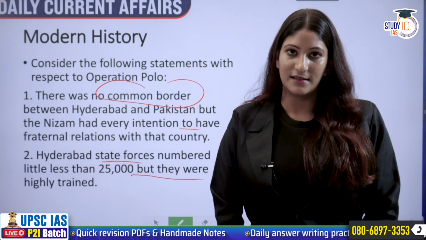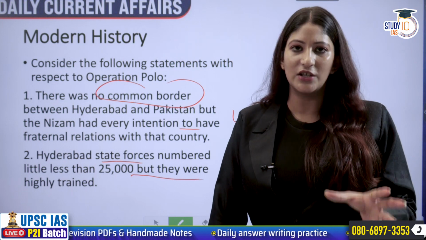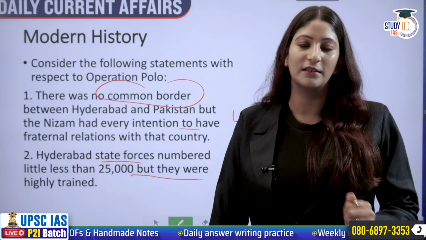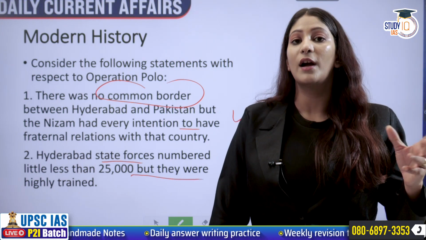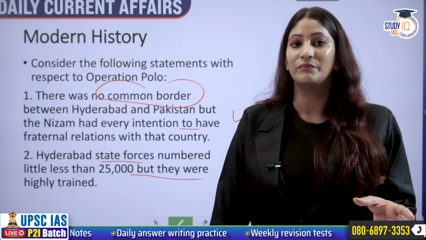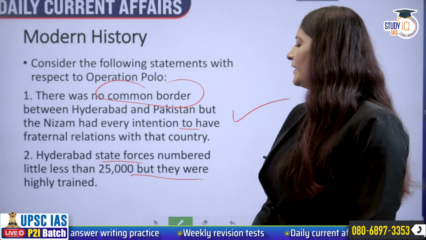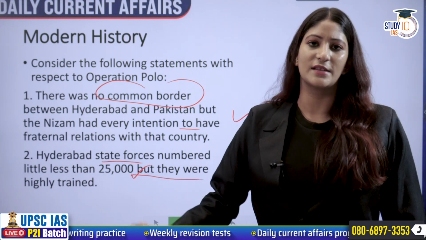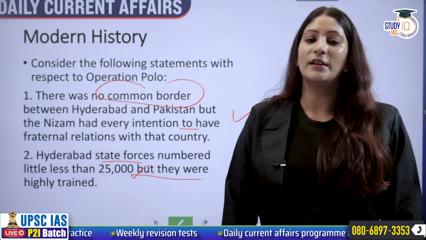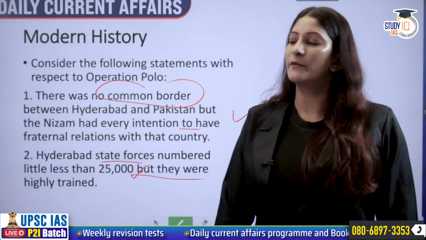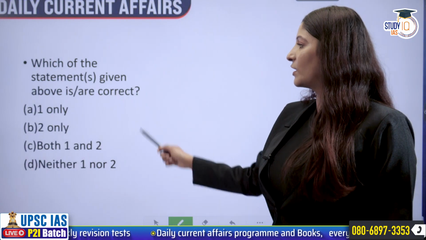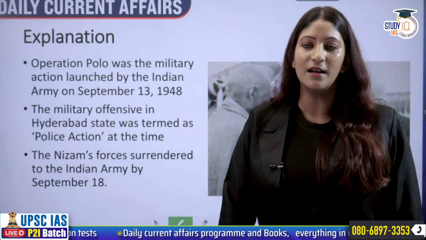The Razakars were like militias that were formed in Hyderabad to fight the Indian army. This was a small group, barely a 25,000 force. But they were not at all trained properly. So first is correct, but second is not correct. One only will be the correct answer.